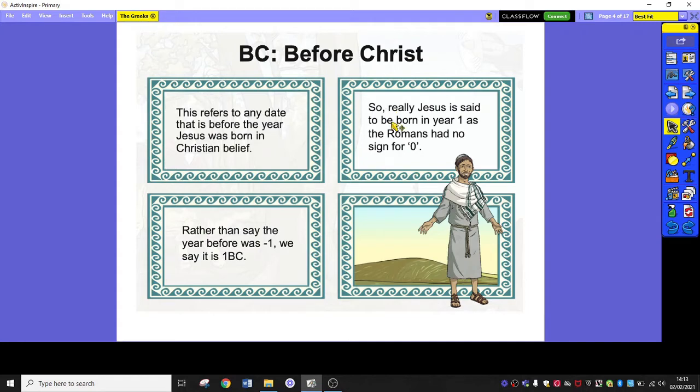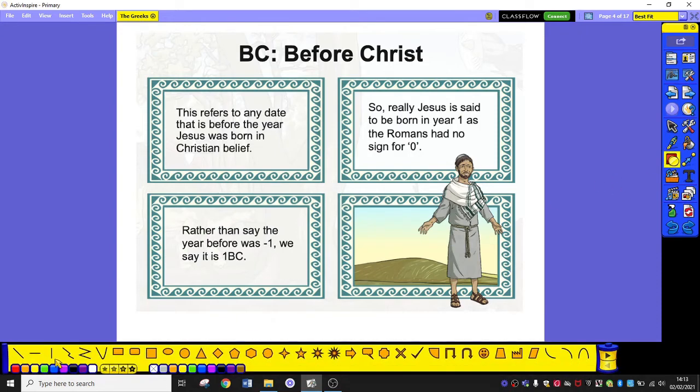So it refers to any date that is before the year that Jesus was born. Jesus is said to be born in the year 1 because the Romans had no sign for 0. And rather than say the year was -1, you say it's 1 BC. And that's really important to remember.